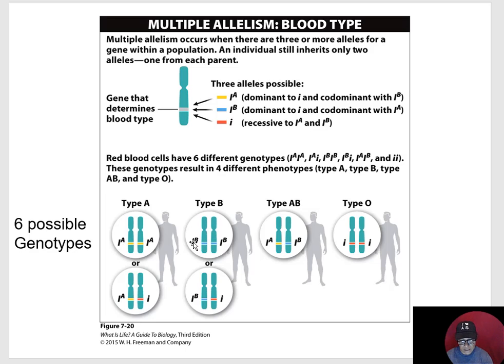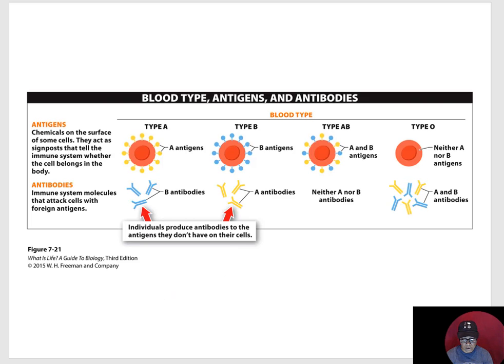Someone with type B blood can be either BB or BI, right? Someone with type AB blood can only be AB, right? Because you only have one of 2 genes. You receive 1 gene from each parent, right? Someone with type O is II, okay? And that's how blood types actually work. And let's take just a little bit closer look at why we have A, B, and O, what that actually means. All right.